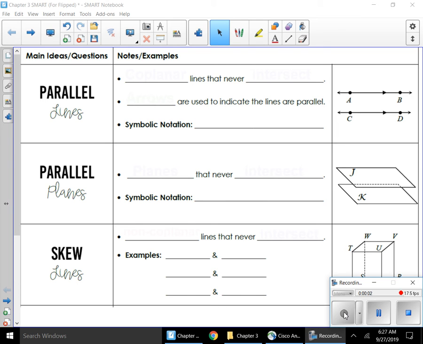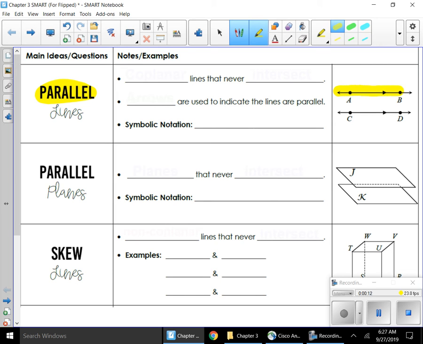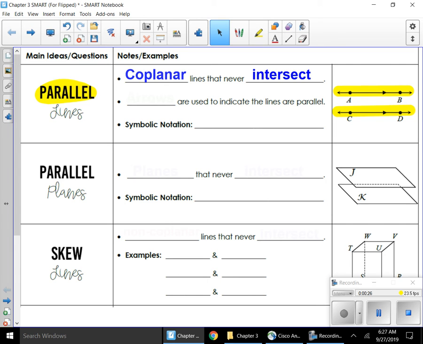New unit, new vocabulary. We're starting off with a word you should be familiar with, parallel. In algebra, we talked about parallel lines as two lines that never touch. In geometry, we need to go a bit further than that because we can start talking in three dimensions. So we still want to talk about lines that never touch, and our word for that is intersect, but now we require our lines to be coplanar in order to be parallel.